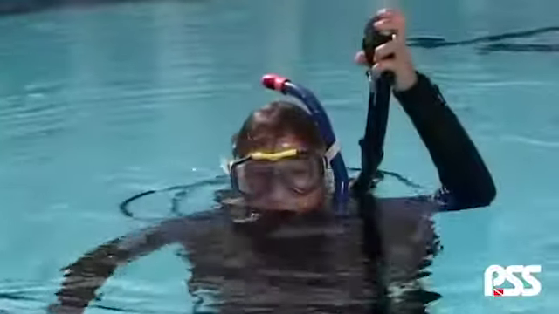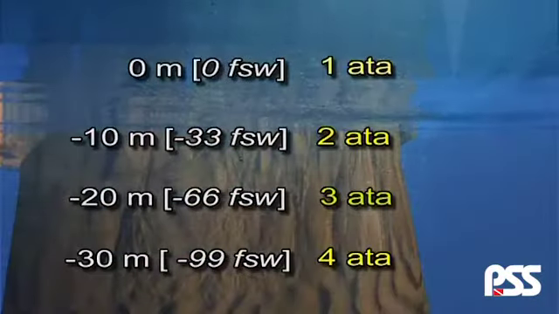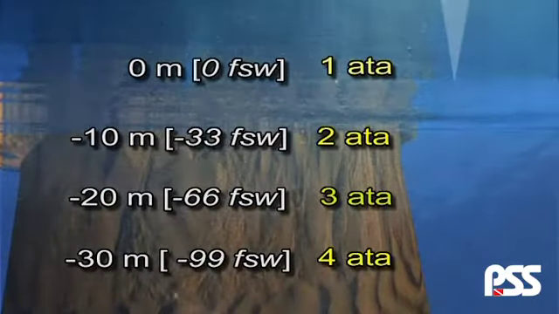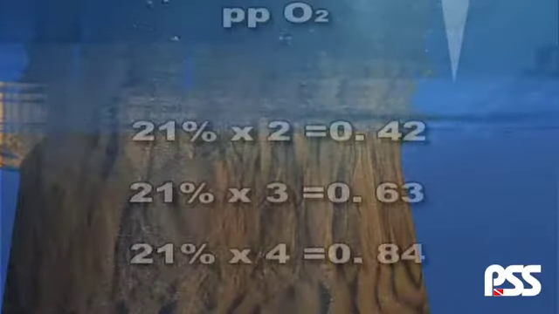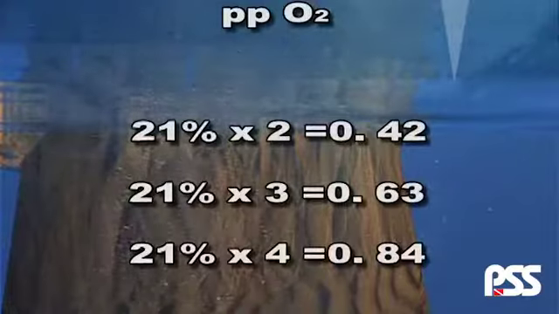As we dive under the water, the absolute pressure increases. At 10 meters, 33 feet, the absolute pressure is equal to 2 atm. Therefore, the partial pressure of oxygen is 21% of 2 atm, which is 0.42 atm.